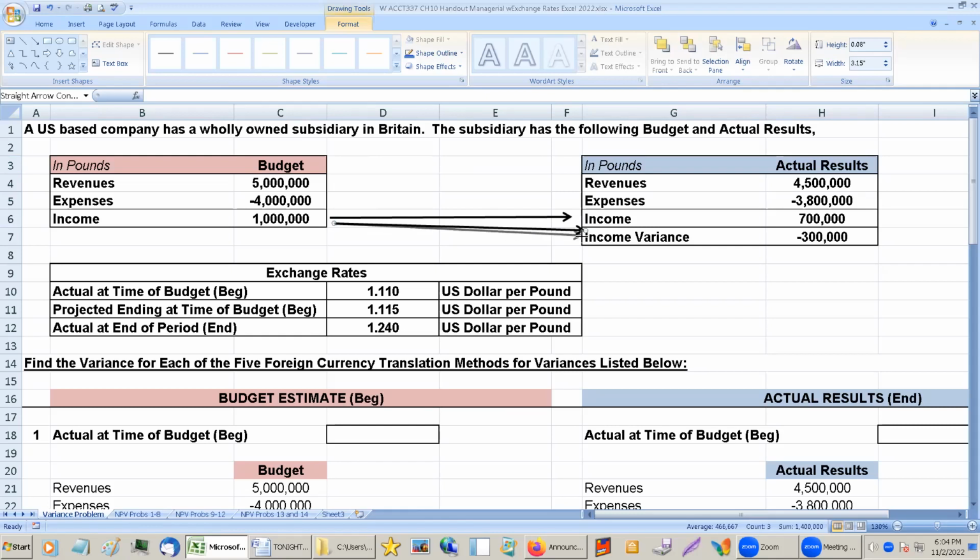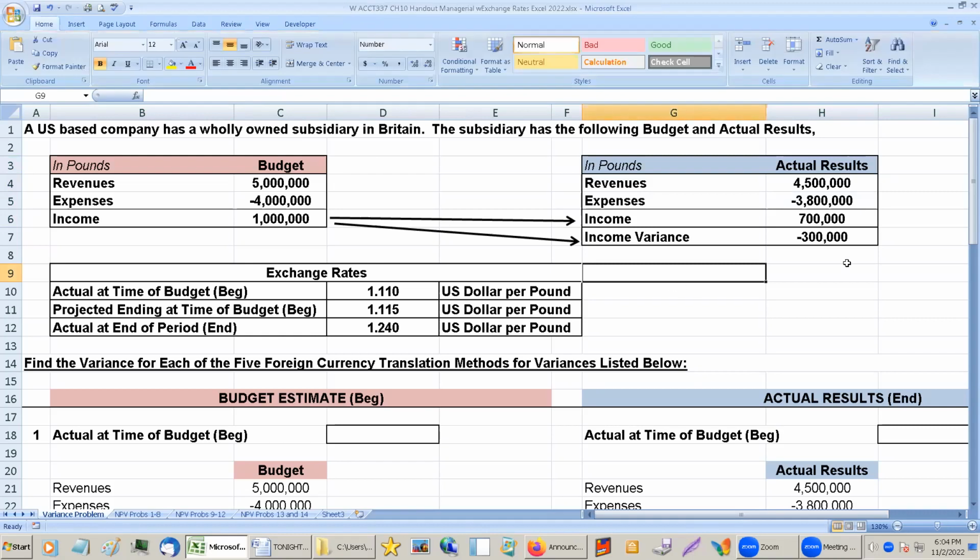So it's a simple variance, and this would be an unfavorable variance. The income they were planning on getting was $1 million, and these are in British pounds, so they're getting £1 million. They got 700,000 pounds. So there's an income variance. This is unfavorable for 300,000. And again, that's just a plain old variance problem.